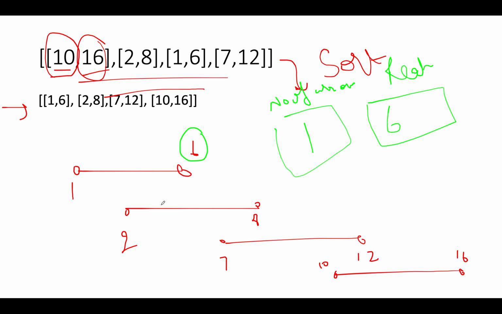Let's start the iteration. The next element that comes is 2, 8. What I'm going to do, I'll compare 2 with my reach variable. Is 2 lower than my reach variable? Is this element lower than my reach variable? It does. That means we have found an overlapping case. Awesome. A single arrow will serve the purpose here.